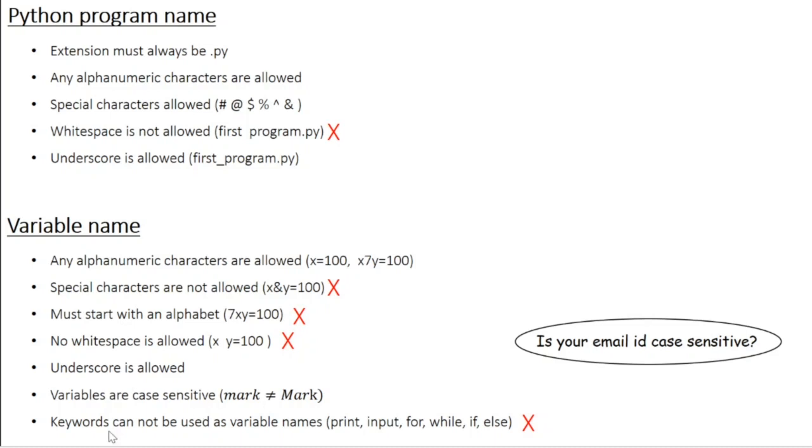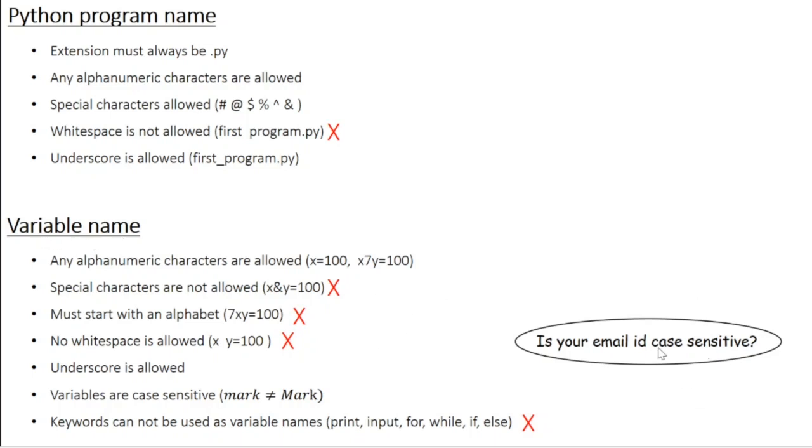Another important thing, keywords cannot be used as variable names. So in Python there are many keywords like print, input. In the case of loops, for loop, like while loop. And in the case of conditional, you have keywords like if, else, etc. So you cannot use these as variable names. For example, you cannot say print equal to 10. It has no meaning. It will throw you an error during compilation. So these are the things you have to keep in mind while assigning variable name.